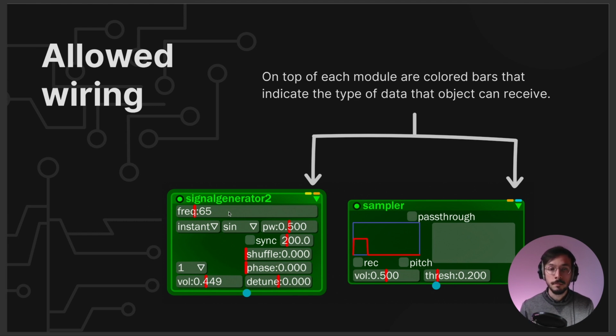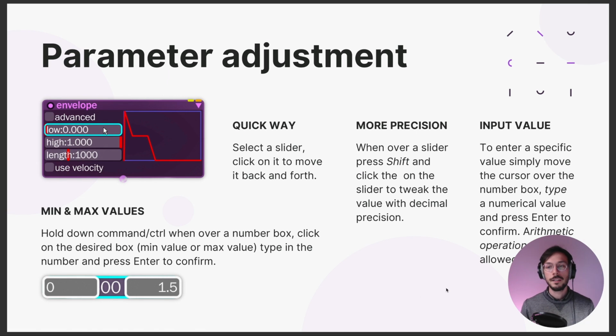So in this example, the signal generator can receive impulses and notes, while a sampler can receive notes and audio streams only. Now that we know how to create and connect modules, the next step is to adjust its parameters. So we can do so in 3 main ways. The first one is the quick way.